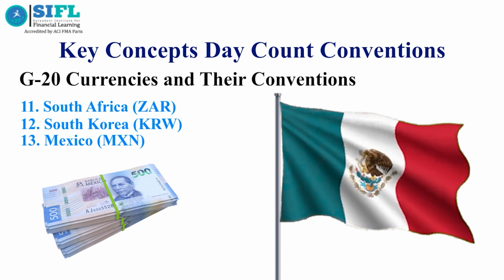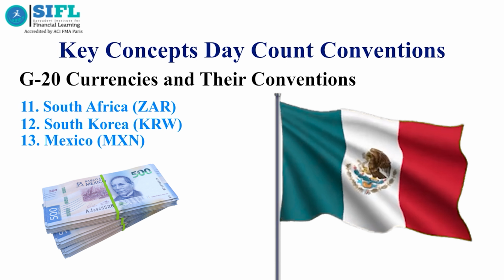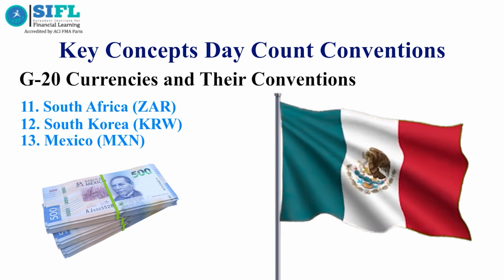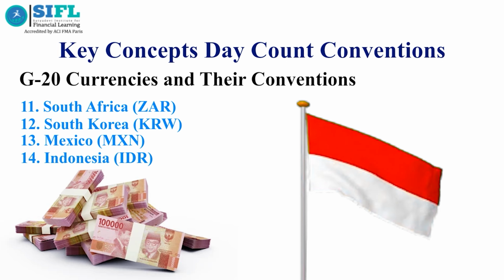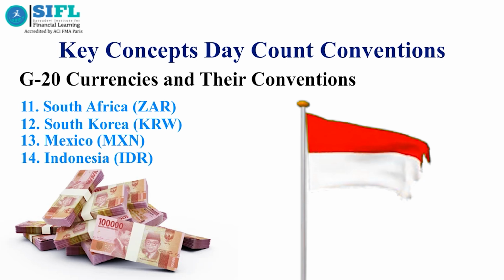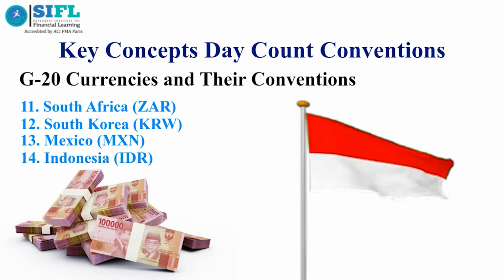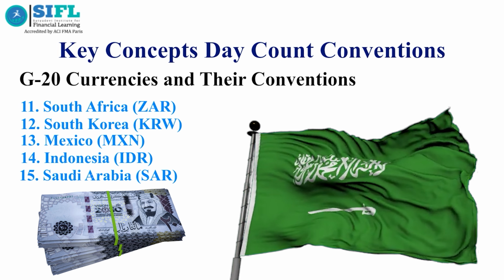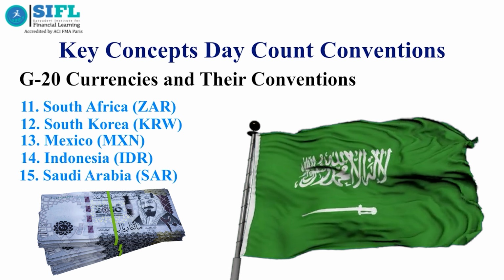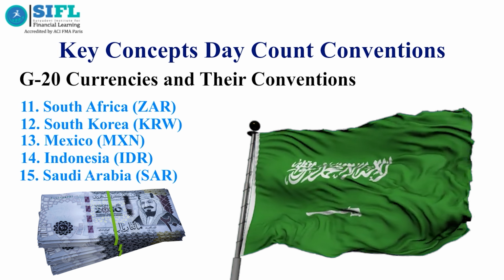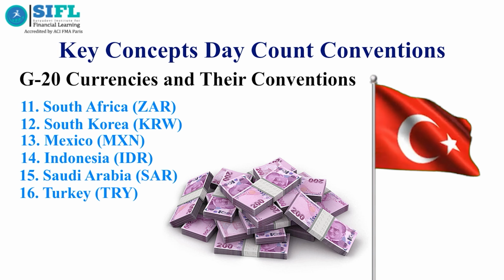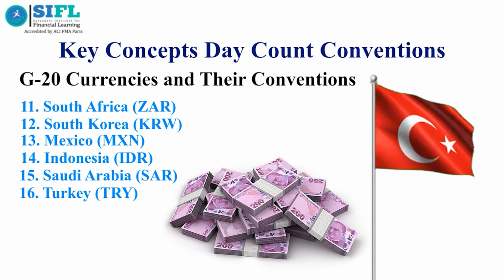13. Mexico MXN. Convention. Actual by 360. Used for money market instruments. 14. Indonesia. Convention. Actual by 360. Used for money market instruments. 15. Saudi Arabia SAR. Convention. Actual by 360. Used for money market instruments. 16. Turkey TRY. Convention. Actual by 360. Used for money market instruments.